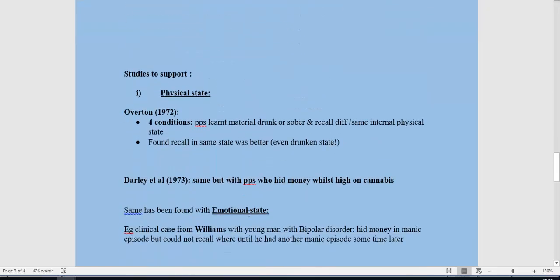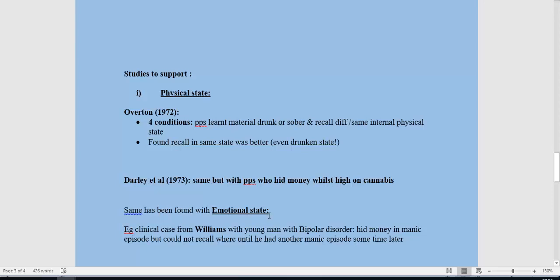Pieces of research to support this. We've got Overton, again 4 conditions. Participants learnt material drunk or sober and recalled in the same or a different physical state. He found that recall was best in the same state as their learning, and that counted even with a drunken state. Darley was the same, but this time with participants who had hidden money whilst high on cannabis, and again finding that they could recall when they were high on cannabis again.